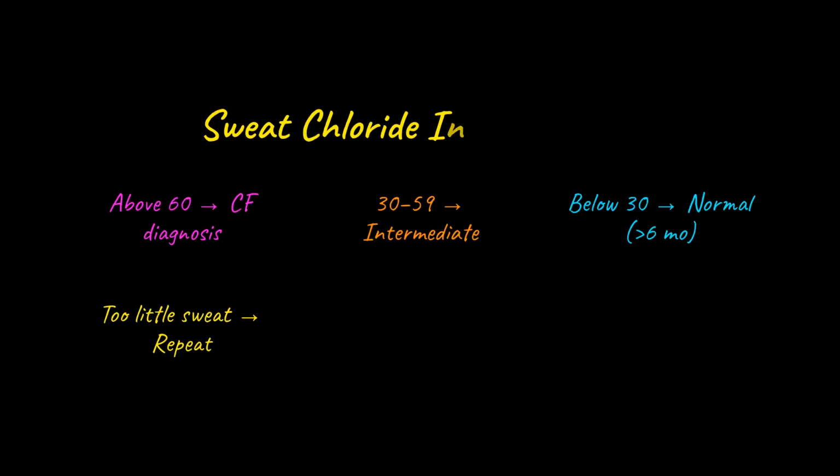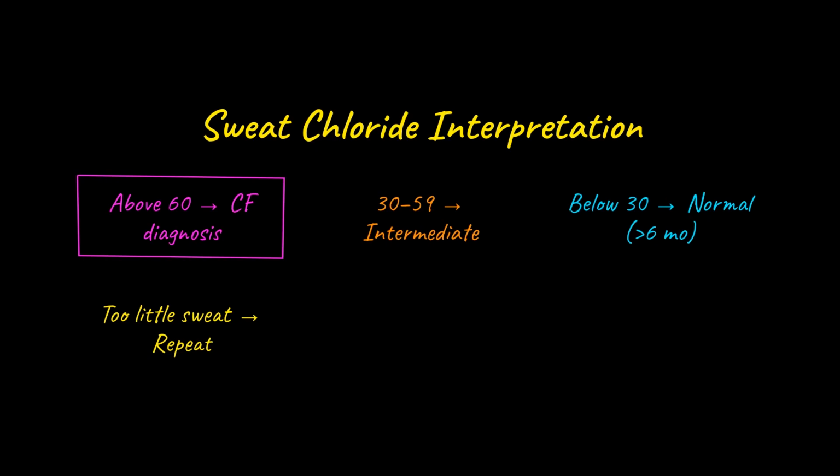The test runs in 3 stages. First, a pilocarpine-soaked electrode is placed on the volar forearm, and a low-voltage direct current drives the positively charged pilocarpine ions into the local sweat glands over about 5 minutes. Then the electrodes are removed and a collection device captures sweat for 30 minutes before analysis.